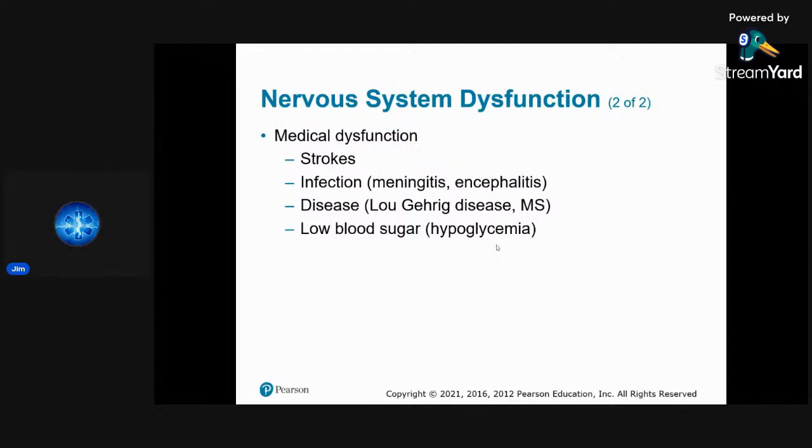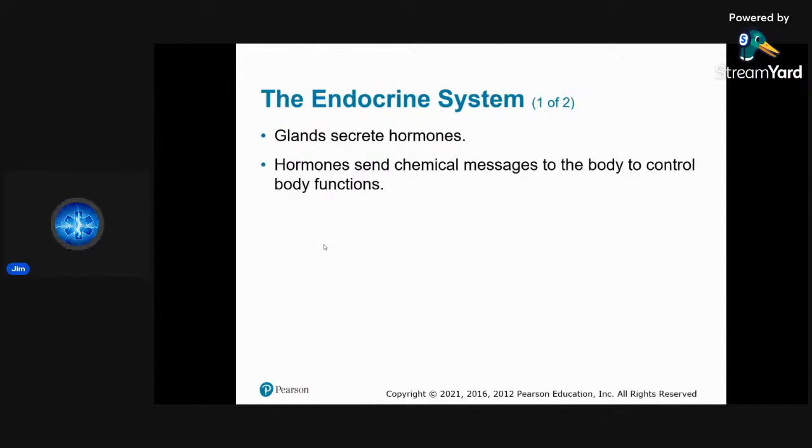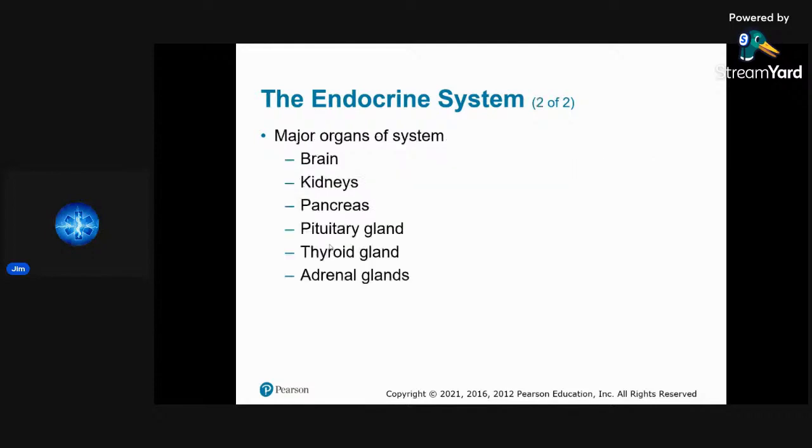Let's break that word down. Hypo meaning low, glycemia meaning blood sugar. So you have a low blood sugar. This can affect your nervous system. The endocrine system: we have glands that secrete hormones, all kinds of glands. Hormones send chemical messages that control body functions. Major organs of the endocrine system: the brain, kidneys, pancreas, pituitary, thyroid glands, and adrenal glands.